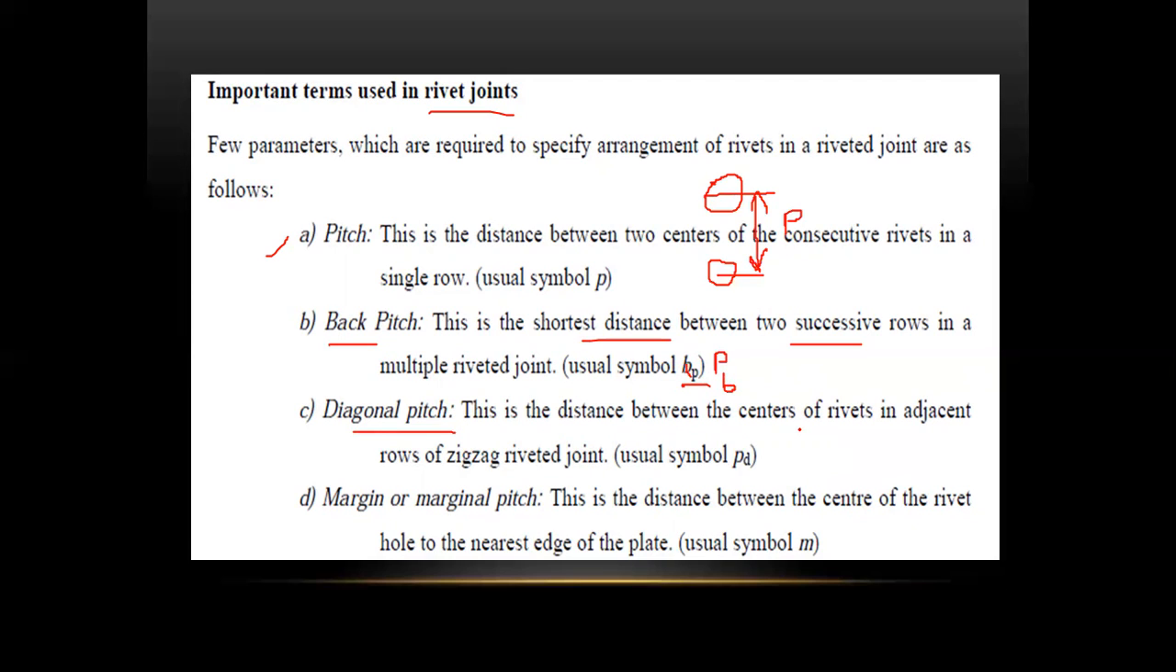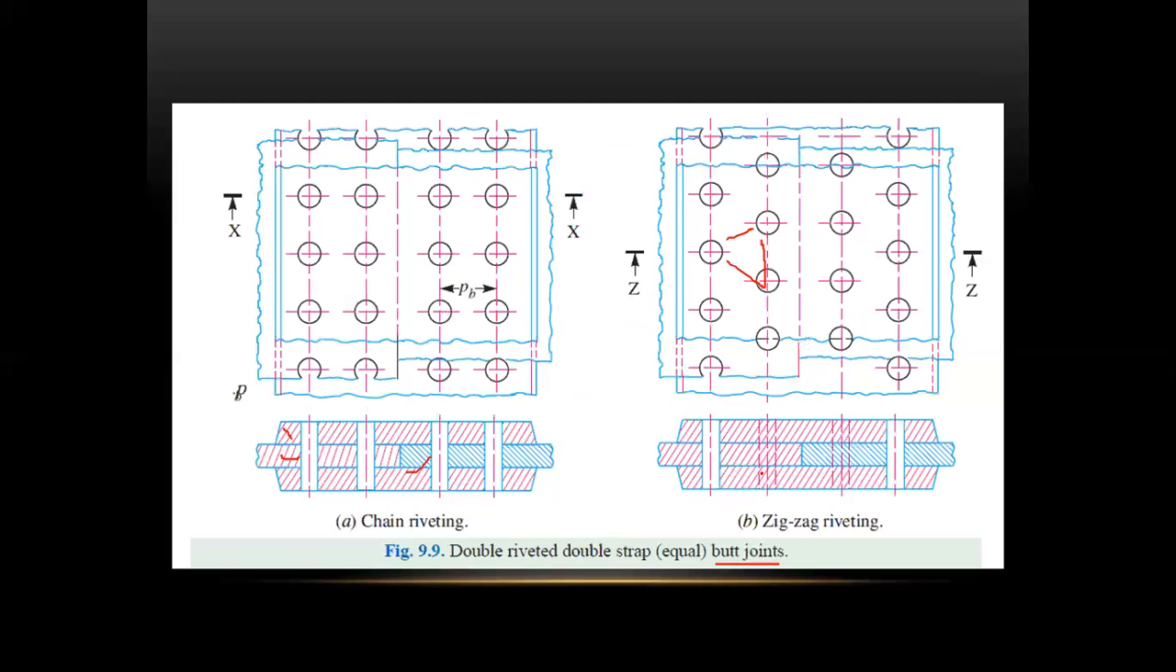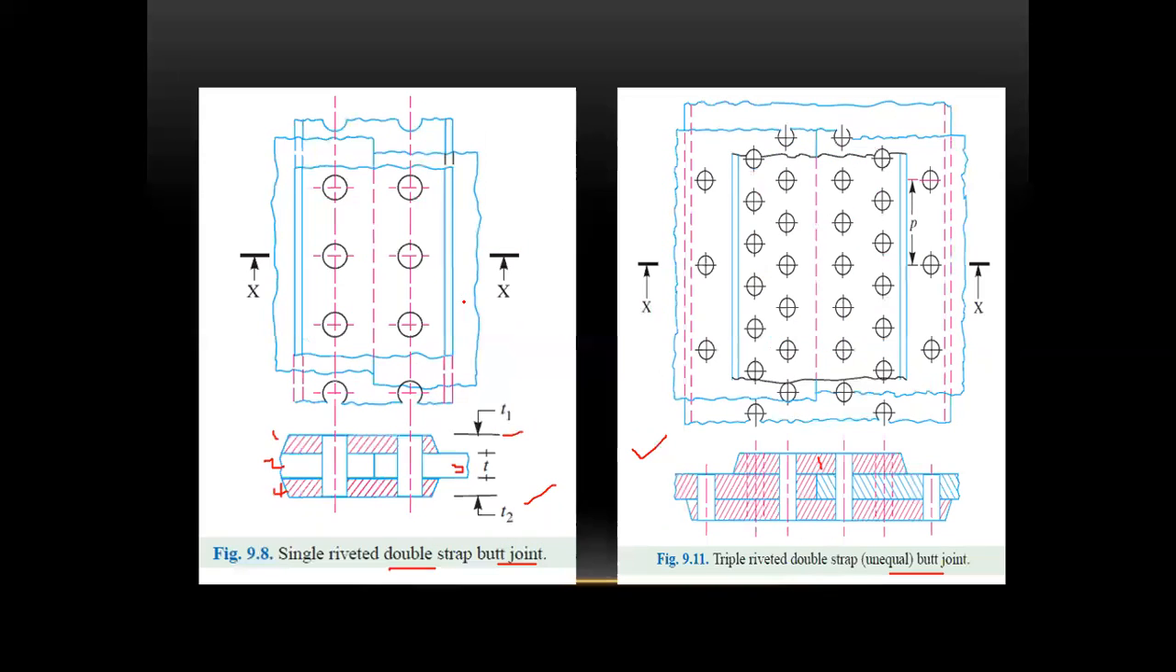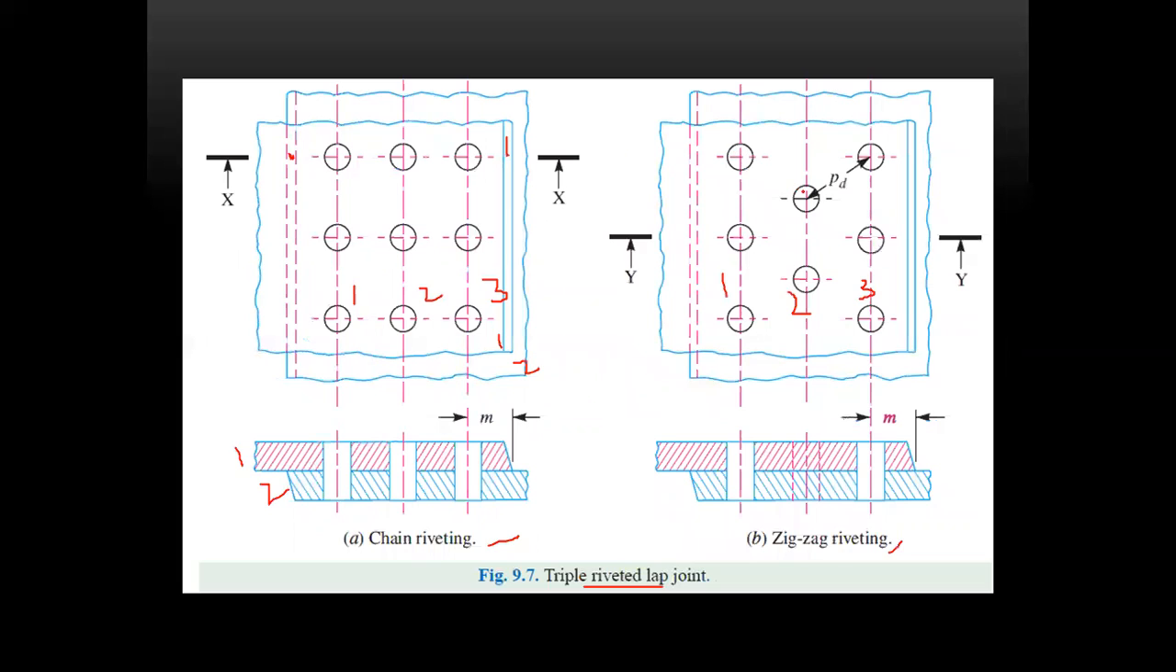Diagonal pitch. The distance between the centers of rivets in adjacent rows of zigzag riveted joint. So PD. Okay, diagonal pitch PD. So this is a PB, that is shortest distance between the rows. Next, this one is a PD. See here. When it is in zigzag, when it is diagonal, from this distance to this distance, you are calling them as a PD.